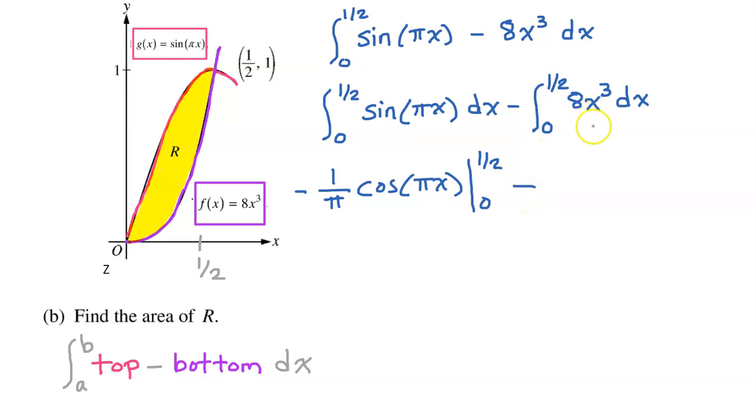Now, moving on to the next term, I see that x to the third power, I'm increasing the exponent to 4, and dividing by that 4, 8 divided by 4 is 2. And again, I will apply the limits of integration from 0 to 1/2. Looking at the first term, I need to find the value at 1/2 minus the value at 0.